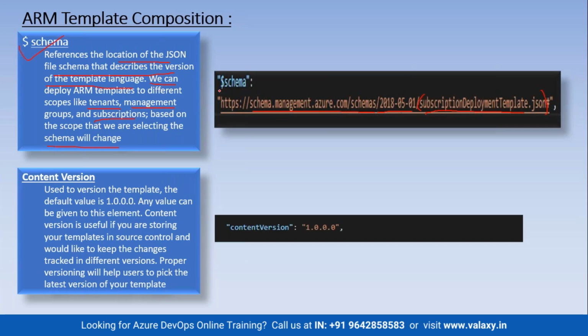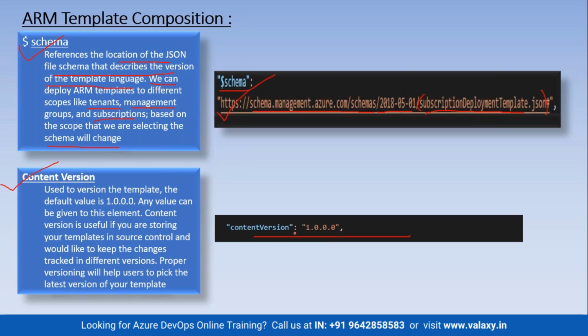That is what schema is all about. It is nothing but a reference to the JSON files. Whatever you write in the template, this reference you need to give. Next, the content version. This is the content version. You can define this version by yourself.